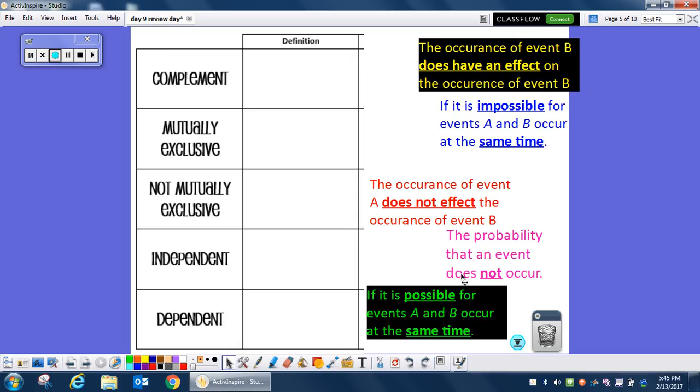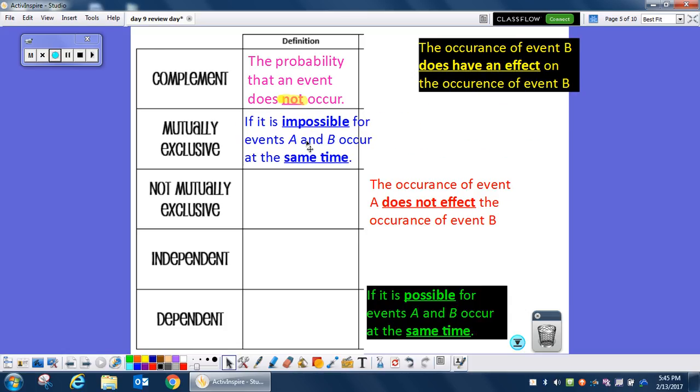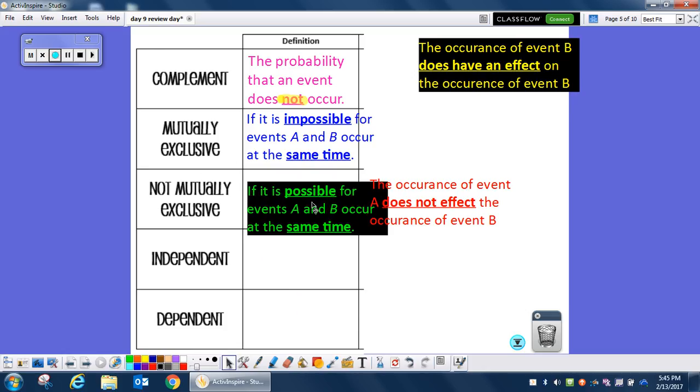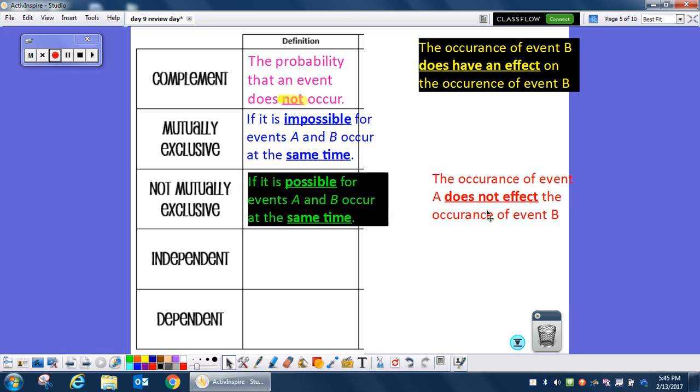So we'll start with complement. The probability that an event does not occur is called the complement. Your key word is "not." It will say that in the actual problem. Mutually exclusive is when two events cannot occur at the same time. So rolling a 2 and a 3 would be mutually exclusive because you can't roll two numbers in one roll. Not mutually exclusive would be if it's possible for events A and B to occur at the same time. So that would be rolling a 4 and an even number.